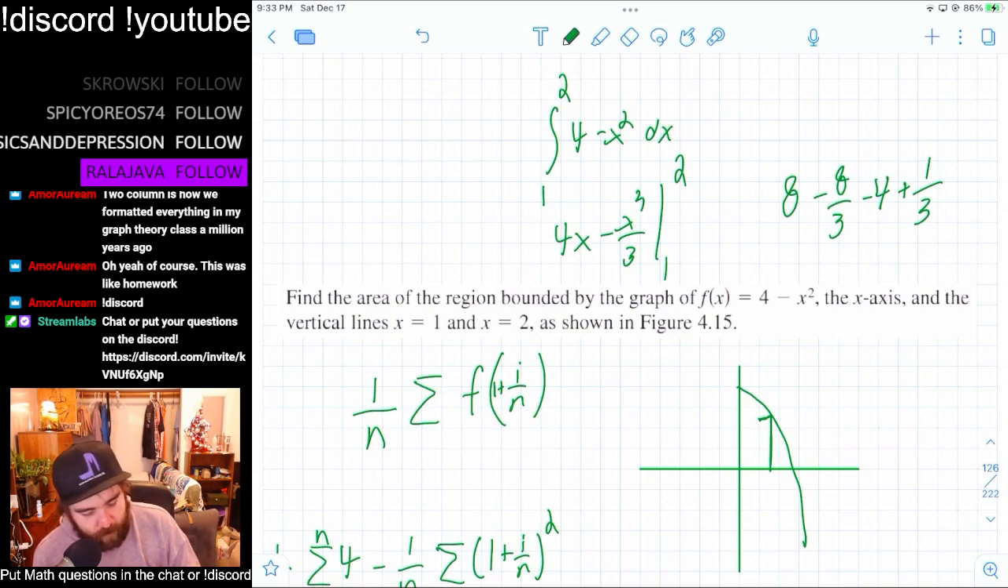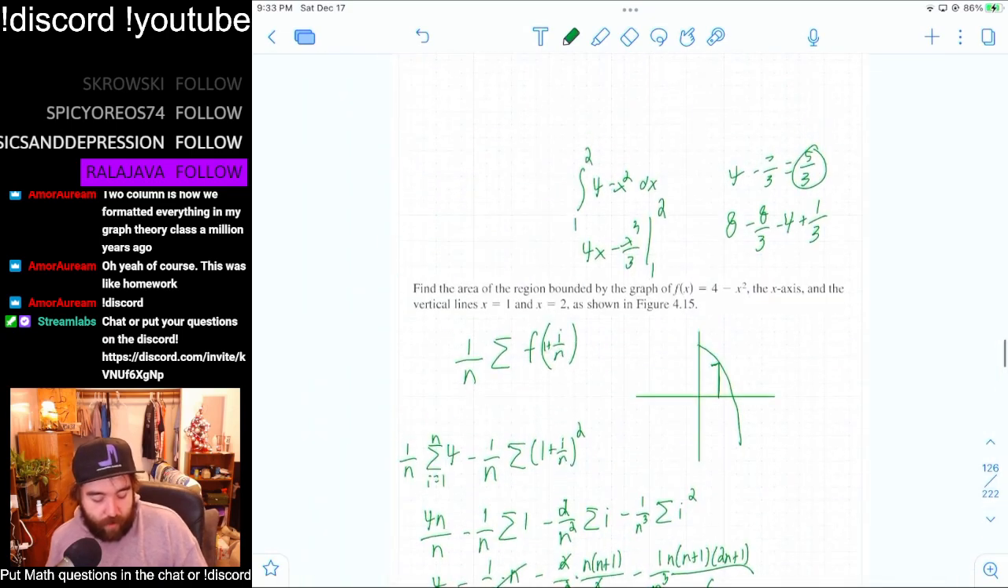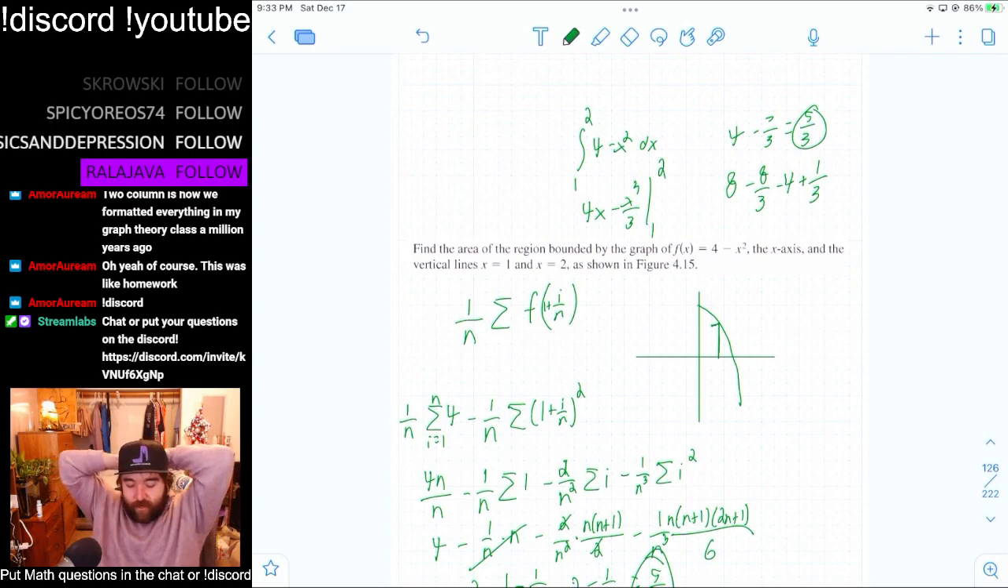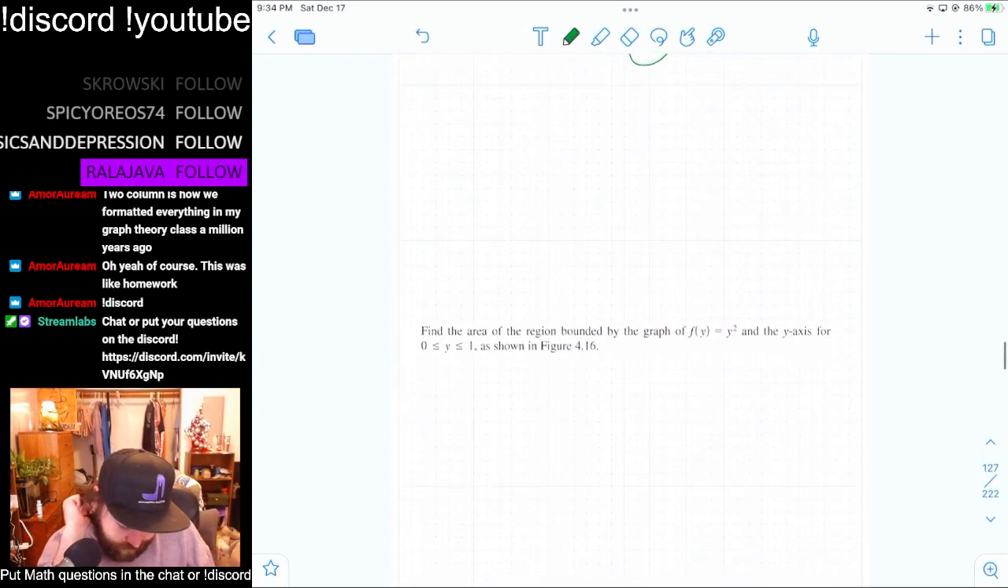So that's 4 minus 7/3, which is 12 minus 7, which is 5/3, which is the same thing we got here. Wow. That's why integrals are so great, using the integral to find these areas rather than these infinite sums. But of course, it's nice to get practice doing it with both.